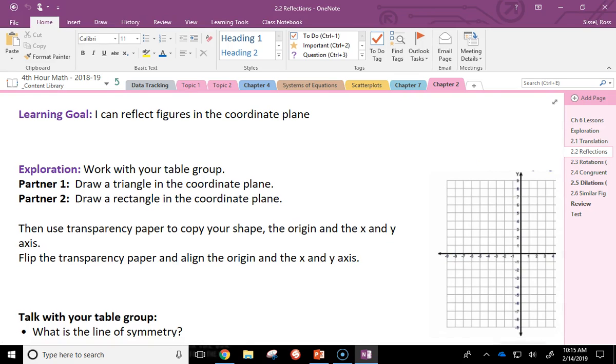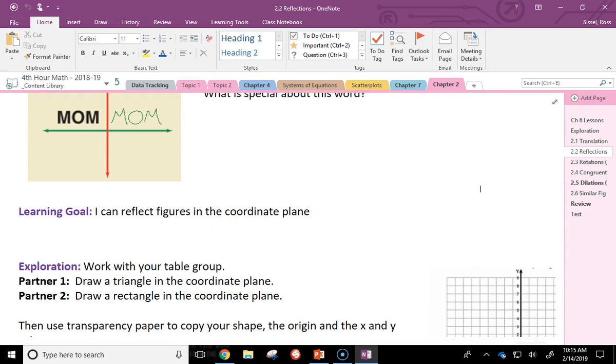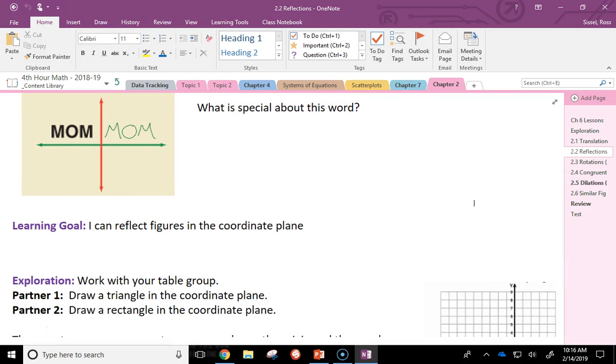Today's learning goal is I can reflect figures in the coordinate plane. We're going to reflect around a line. It's going to be our reflection line, okay? So the first one I did, mom, when I wrote it around that red line, it flipped this way. It came up looking exactly the same. If I reflected it around that green line, does anyone think they could come up here and draw what they think mom would look like right here if I reflected it?